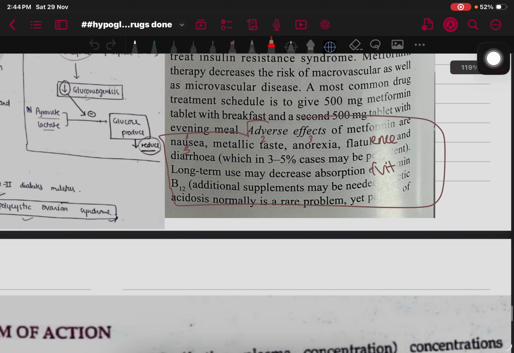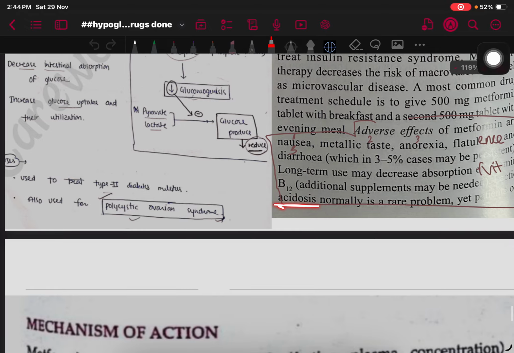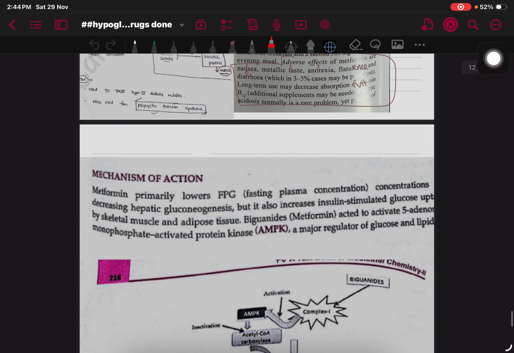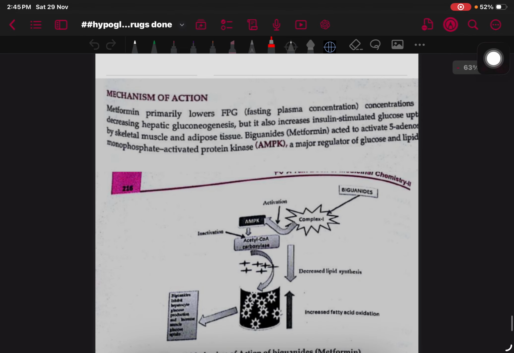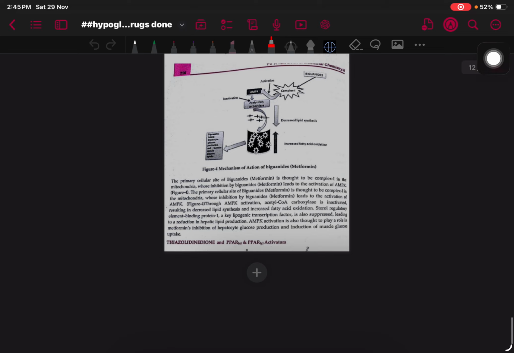Now the adverse effects of metformin are nausea, metallic taste, anorexia, flatulence, diarrhea. Long-term use decreases the absorption of vitamin B12. It may also cause, rarely, lactic acidosis. Rarely it occurs. It primarily lowers the fasting plasma glucose concentration, decreasing hepatic gluconeogenesis, increasing insulin sensitivity.